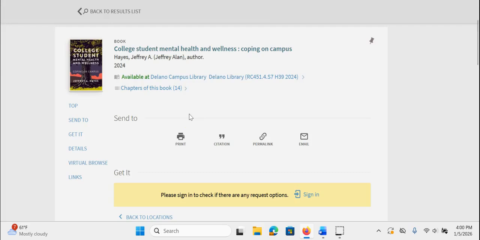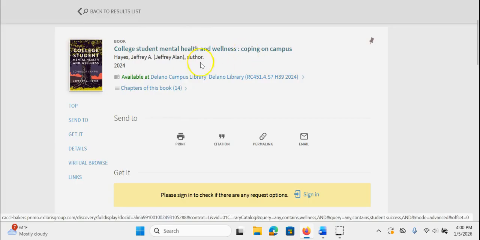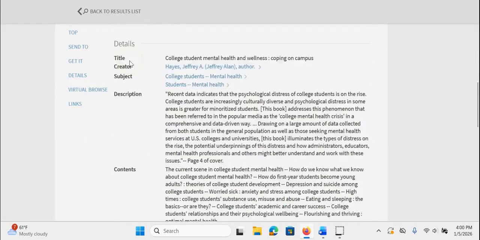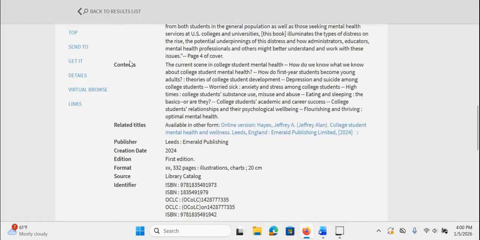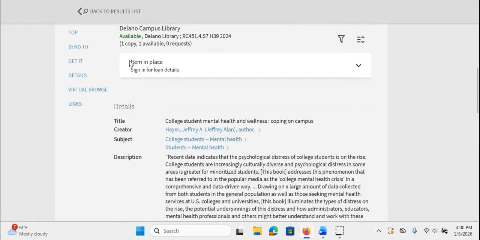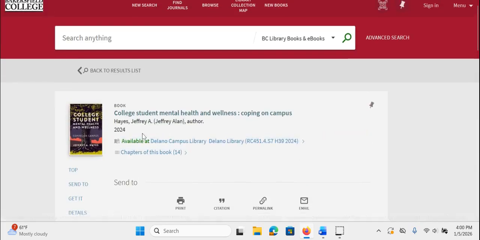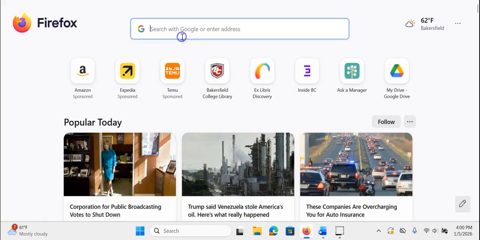So here's an example book that I found that we have here in the BC Library called College Student Mental Health and Wellness Coping on Campus. And we see the author is Jeffrey A. Hayes. Now, typically there's not a lot of information about the author in the description on the library catalog. If you click on this, it will show any other books that we have by that author, so not really any information about him.